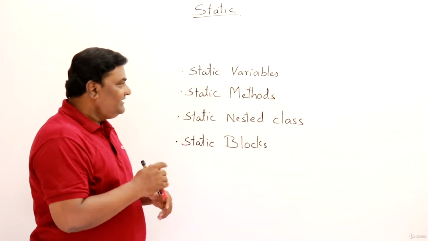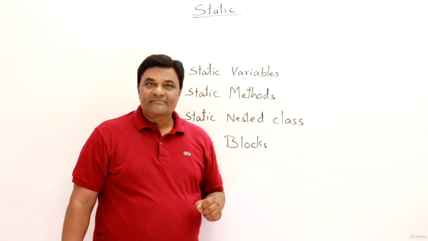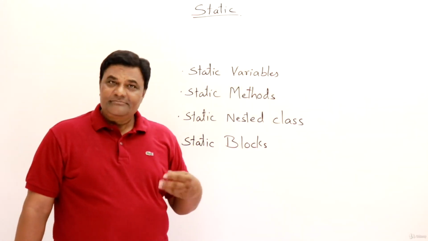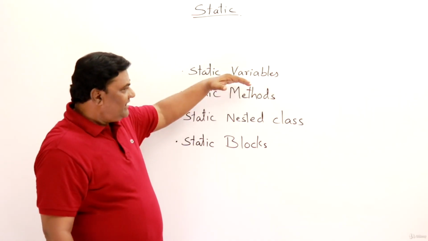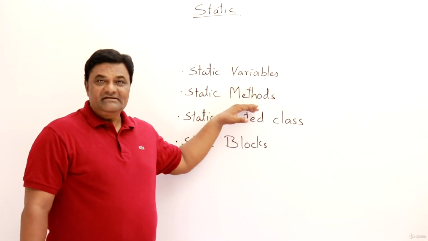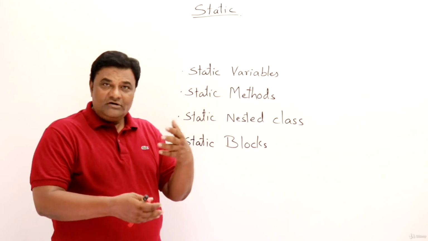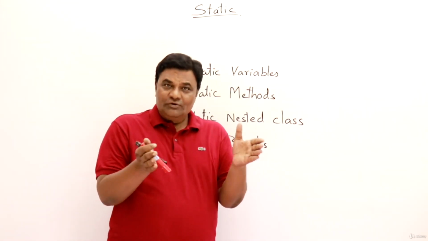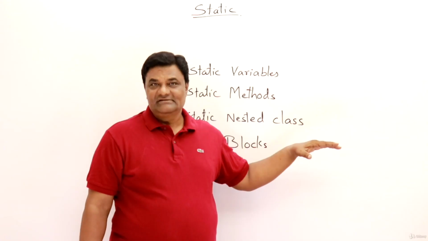So if you have only data related to a class, then you can use just static variables. If the data needs some processing and you have to do some computations, then you can go further and make it a method. And if you have a lot of data that can be grouped together, it can be made a nested class.